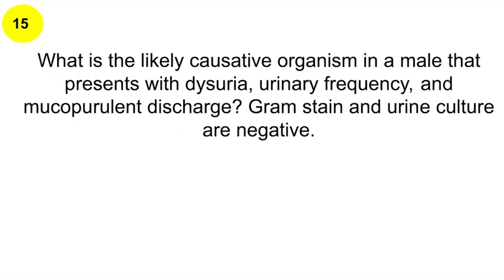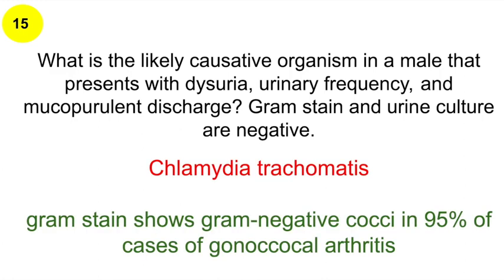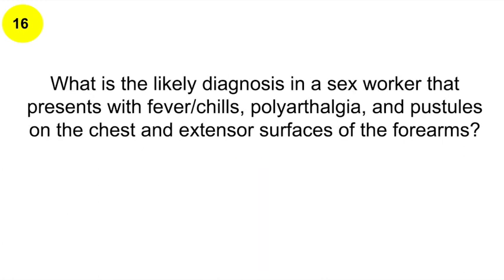What is the likely diagnosis in a sex worker that presents with fever, chills, polyarthralgia, and pustules on the chest and extensor surfaces of the forearms? Disseminated gonococcal infection.